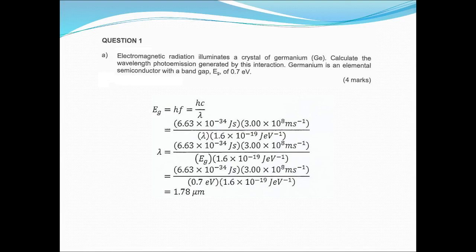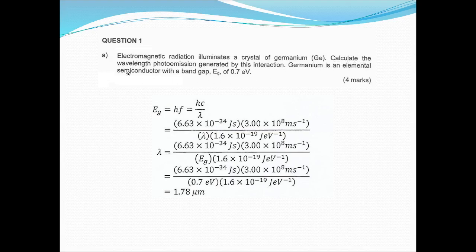So here is a sample of a past year question. Let's see the first question. Electromagnetic radiation illuminates a crystal of germanium. Calculate the wavelength of the photon emission generated by this interaction. Germanium is an elemental semiconductor with a band gap of 0.7 electron volt. A simple question, there is only one piece of information here. The question asks you to calculate the wavelength.